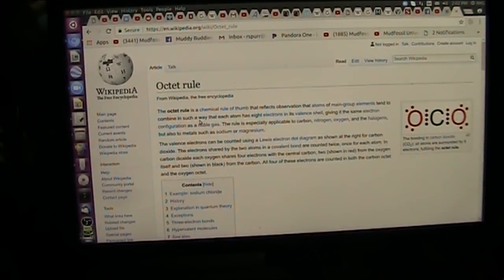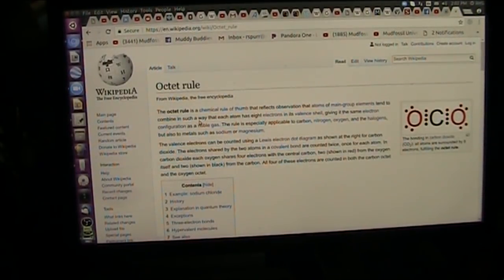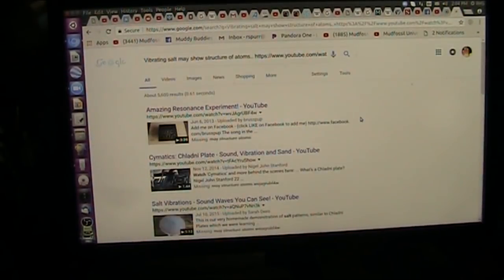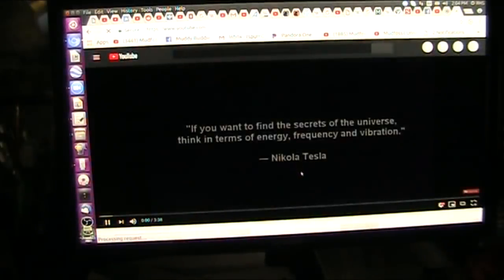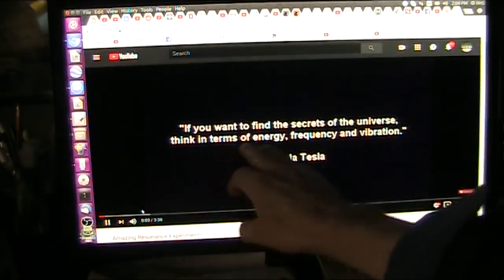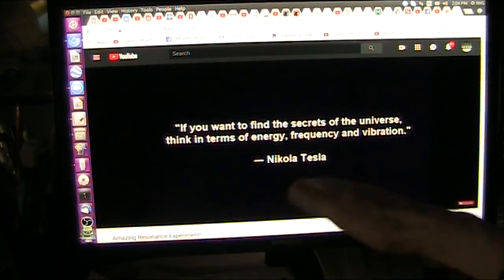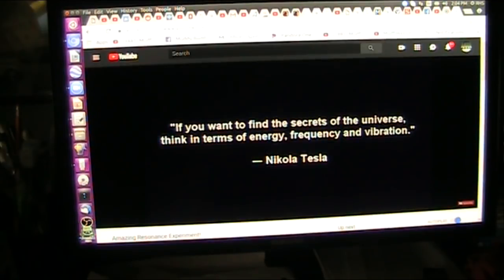Now, let's look at it in its practicality, because it's actually observed in this demonstration I'll show you. All right, this is on YouTube, and it's called Amazing Resonance Experiment, and it is amazing. This is by Brushpup. All right, here goes. Nikola Tesla said it best: if you want to find the secrets of the universe, think in terms of energy, frequency, and vibration. That guy was a hero. Now, here we go. They're going to show what happens when they put things on this tone generator, which is nothing more than a vibrator.